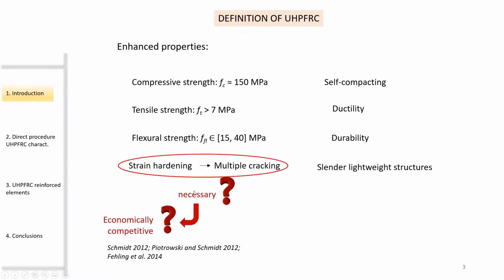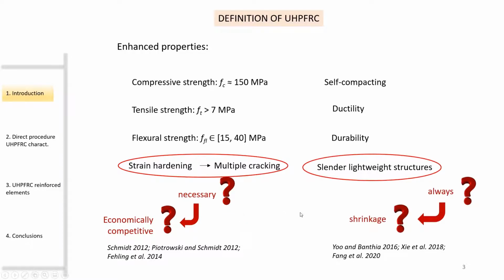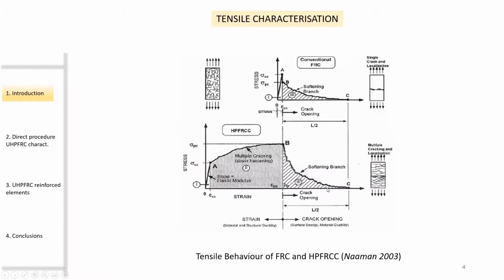slender lightweight structures. But the question is, is strain hardening necessary for developing multiple cracking? Is it economically competitive? Is it always possible to design slender lightweight structures? What happens with properties such as shrinkage?